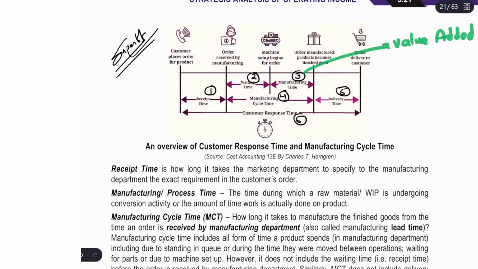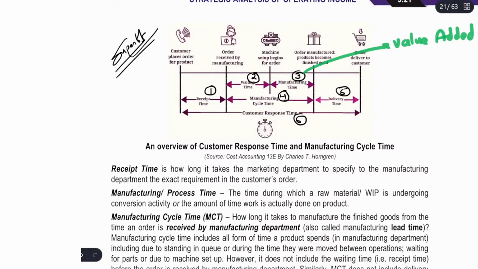There is a difference between manufacturing time and manufacturing cycle time. Manufacturing time means the time during which your raw material is being converted into finished goods, while the manufacturing cycle time means when the planning started by the manufacturing department and finally the product has been manufactured by the production department. So in between there might be some waiting time also.